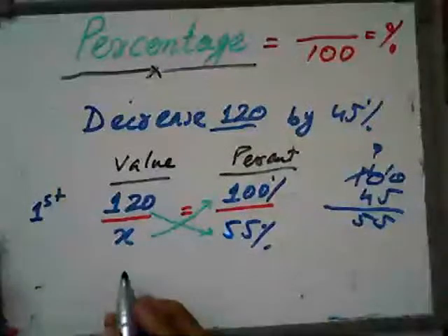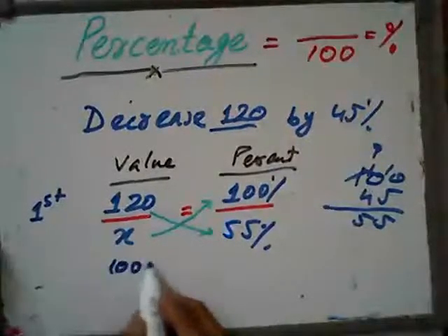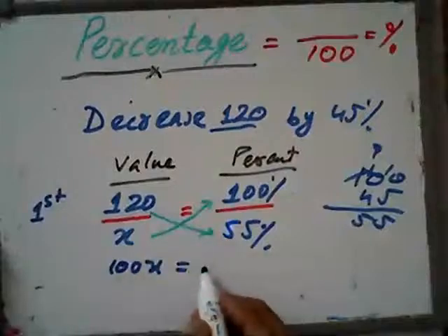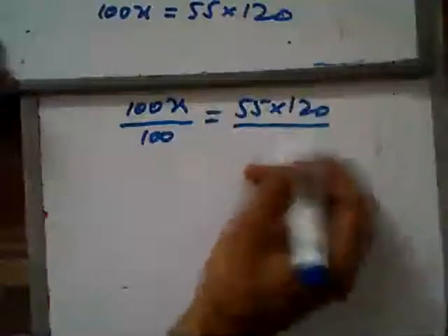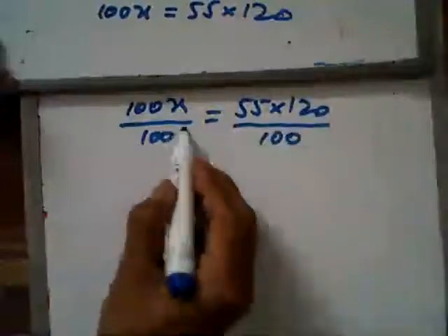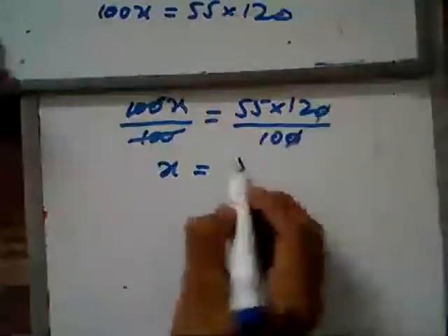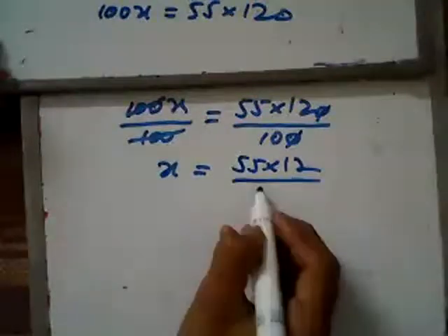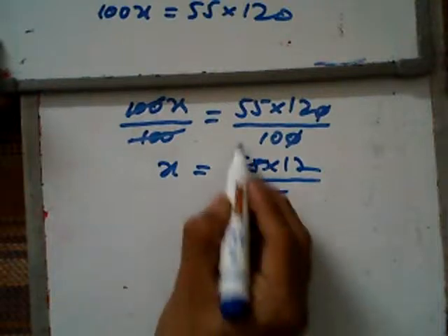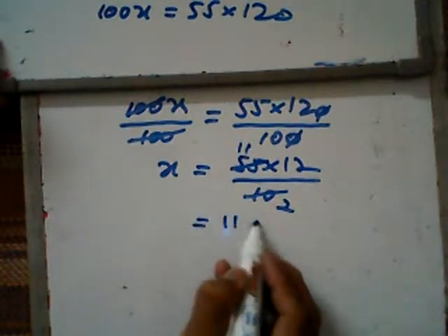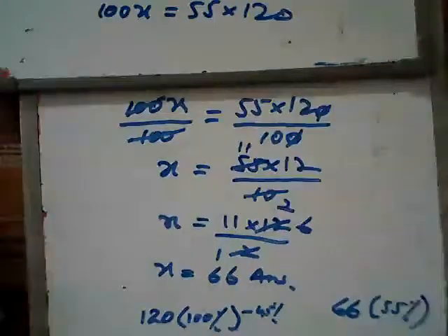So it will give us 100x is equal to 55 multiplied by 120. The 100 divided by 100 cancels, so x is there. So 55, 12 and 10 is there. We may simplify further. 5 2s are 10, 5 11s are 55, and then we multiply.